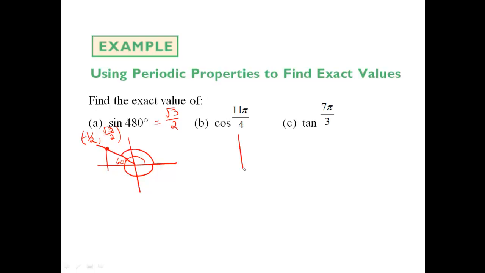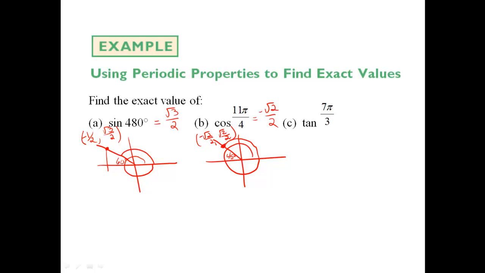Cosine 11 pi over 4, where is that? 12 pi over 4 would be 3 revolutions. Let's see, 8 pi over 4 would be around once. 8 pi over 4, 9 pi over 4, 10 pi over 4, 11 pi over 4. So it is 1 pi over 4 short of being at 3 pi. So that means we've got a 45-degree angle right in here. So my ordered pairs are square root of 2 over 2, comma, square root of 2 over 2, and the x is negative because I'm in the second quadrant. I want cosine, which is x. So the answer is negative square root of 2 over 2.